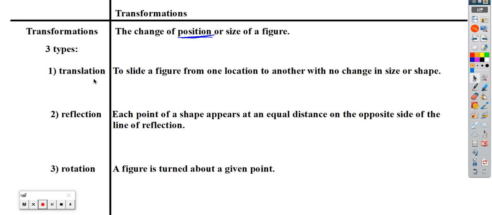The second type of transformation is a reflection. That's where each point of a shape appears at an equal distance on the opposite side of the line of reflection. Think of the line of reflection as a mirror. And then rotation. That is where a figure is turned or rotated about a given point. Now we're going to be focusing on translations and reflections because we are not in class and I'm not able to give you the patty paper that we would use to complete a rotation. We will not be doing that transformation.